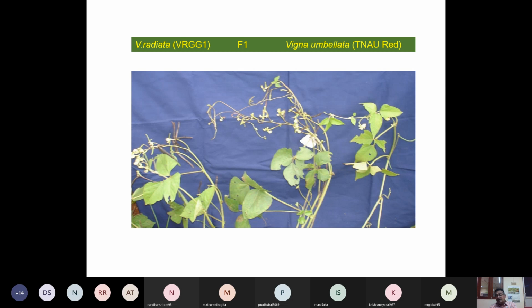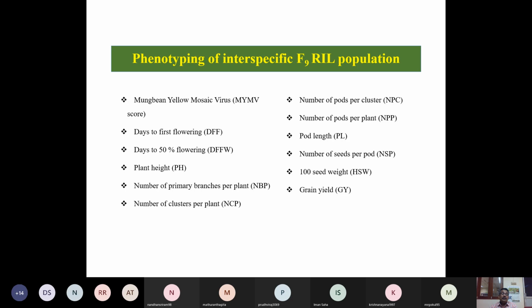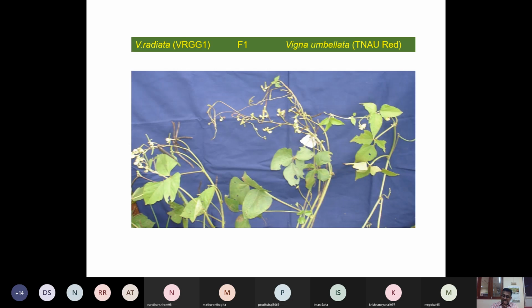Okay. This is regarding the genotyping and also the way in which you choose the population. Then again, I told you about the phenotyping. This is again a very critical thing. We feel it is very simple, but it is not.